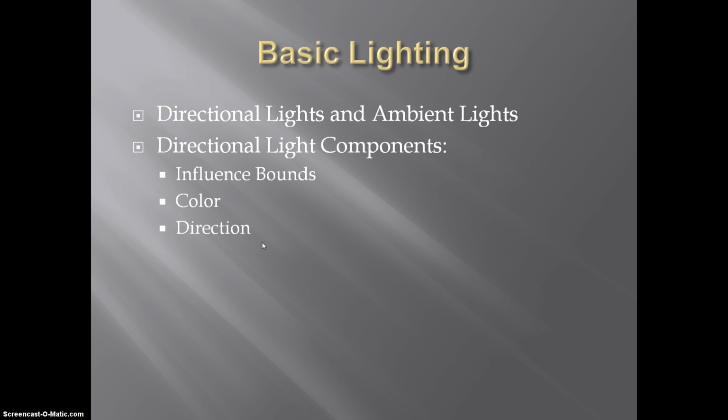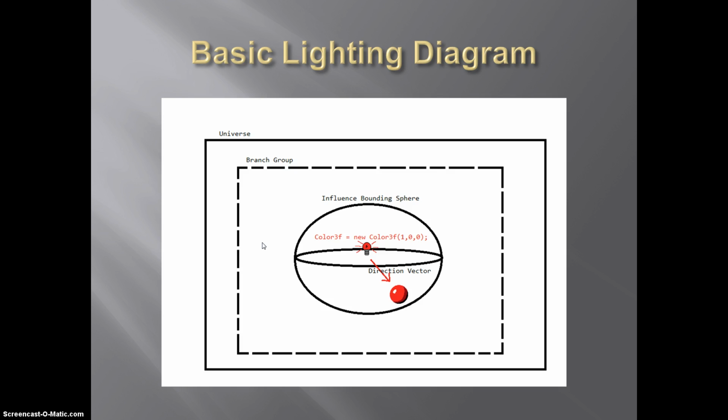This is very simple, and since the directional light contains all the components that an ambient light does, I'll explain the directional light. Now to create a directional light, we need 3 parameters. We need a sphere of influence, we need a color for the light, and we also need a direction. So here's an abstraction of what the light looks like in the context of the branch group. The color determines what color of light will be shined on objects within the sphere of influence. Anything outside the sphere will not receive light, and the direction determines how the objects within the sphere will be shaded.